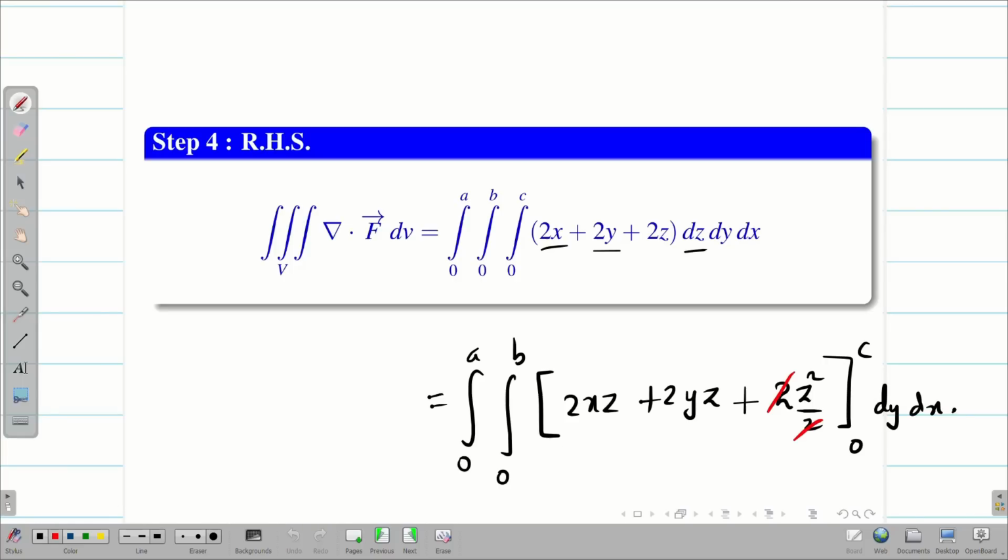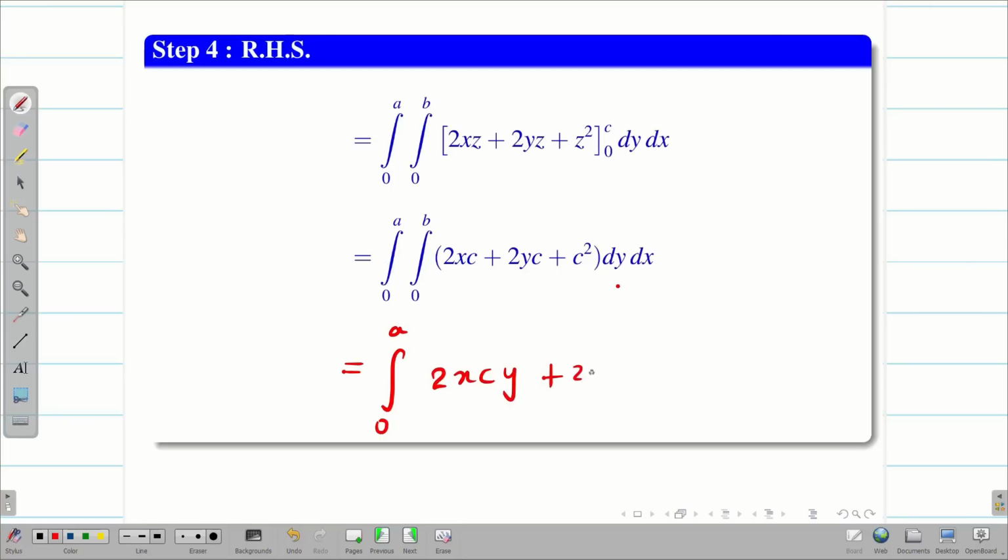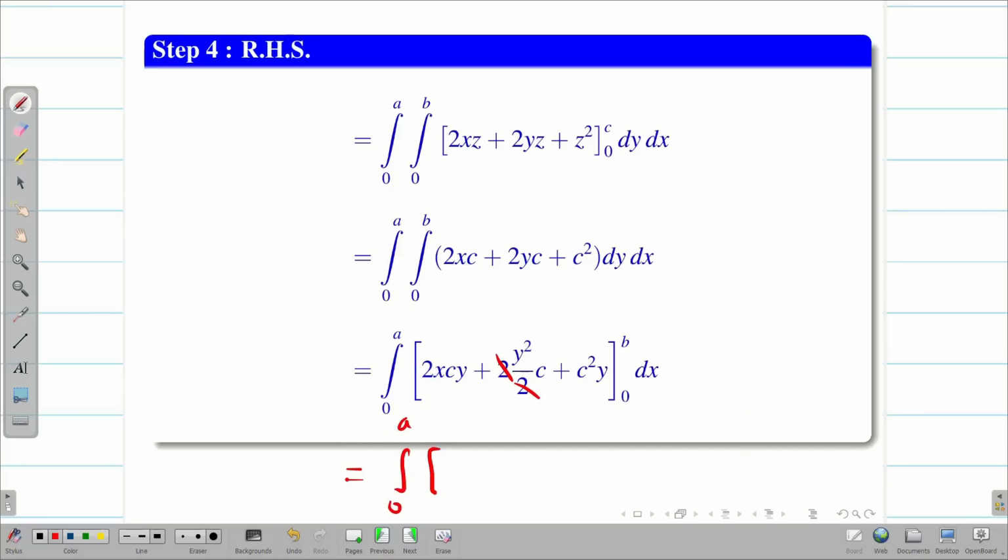Next, we have to substitute the upper and lower limit, and simplify it. When you substitute the lower limit, it becomes 0. When you substitute the upper limit, we'll be getting 2xc plus 2yc plus c square. Next, we have to integrate with respect to y. While we integrate with respect to y, x is going to be constant. So we'll be getting 2xcy plus 2y square by 2 c plus c square y. Applying the lower and upper limit, we'll be getting 2xcb plus b square c plus c square b, dx.